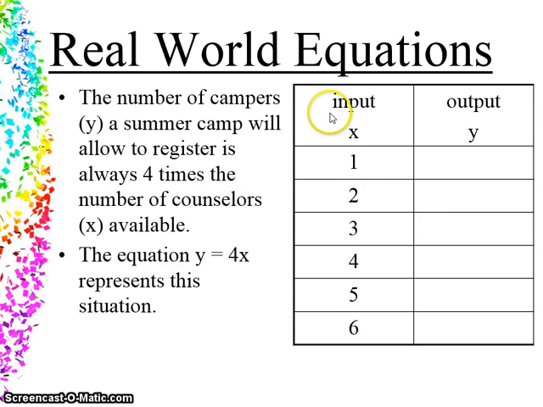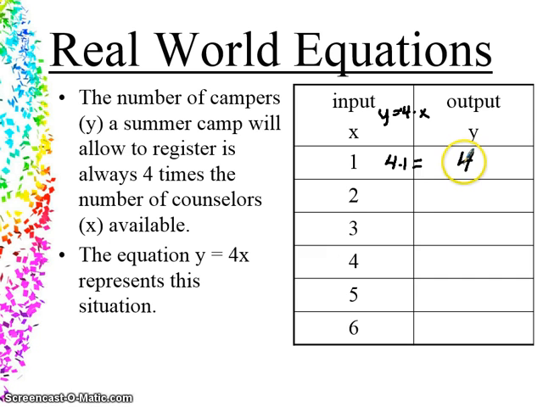Now let's look at some real-world situations and work to fill in their input-output charts. This one says the number of campers, y, a summer camp will allow to register is always 4 times the number of counselors available. So you can see that for every counselor, we can have 4 campers. So the equation y equals 4x represents this situation because we're going to be constantly increasing by 4 campers every time we add another staff member. So y is equal to 4 times x. So if we take x and multiply by 4, we get how many campers we have.